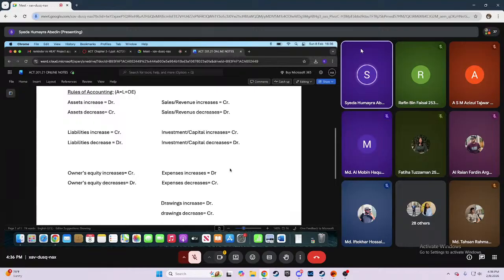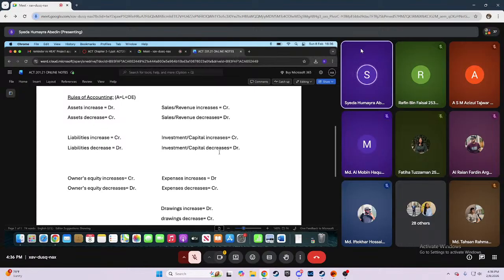Okay, guys. So let's see what is actually happening here. What we're trying to do is, again, rules of accounting simply means these are fundamental rules of accounting. To be honest, I don't want you guys to memorize these rules, but we have to keep these in mind, because every time we do a journal entry, we have to refer to these rules.